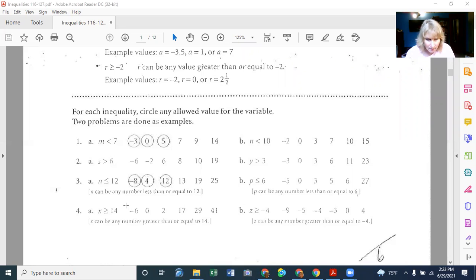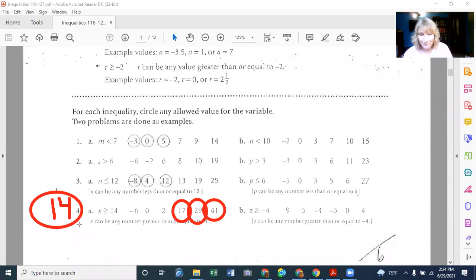So -6 is not greater than or equal to 14. 0 is not greater than or equal to 14. 2 is not greater than or equal to 14. How about 17? Yes, 17 is greater than or equal to 14. What about 29? Yep, 29 is, and also 41. What if I said 14? Would 14 fit the criteria for our inequality? Yes, because it says X is greater than or equal to 14. So we would also circle 14.